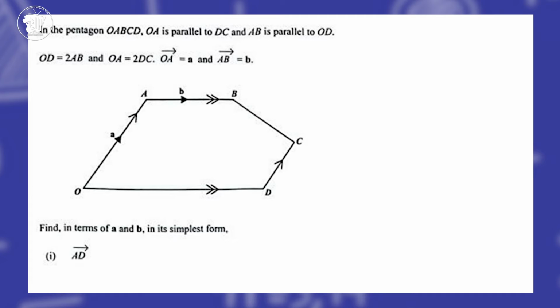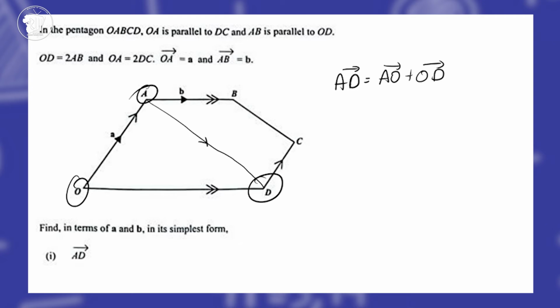So we want to find AD, so we want to find a vector that will take us from A to D. To get from A to D, the vector AD is equal to, we can travel from A to O, plus, and then we can move from O and go to D. So let's put in those vectors. Do we know the vector AO? We do know the vector OA. The vector OA is equal to A. So if you want to find AO, which is in reverse, this will simply be equal to negative A. So AO is equal to negative A plus, and let's see, OD.